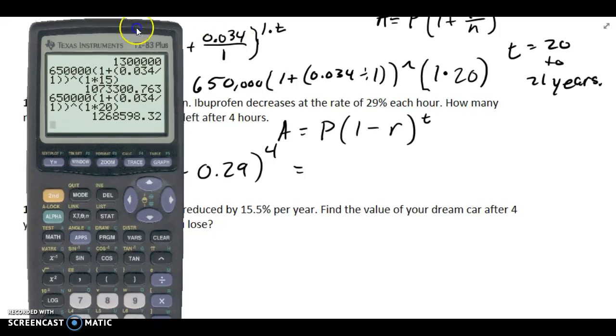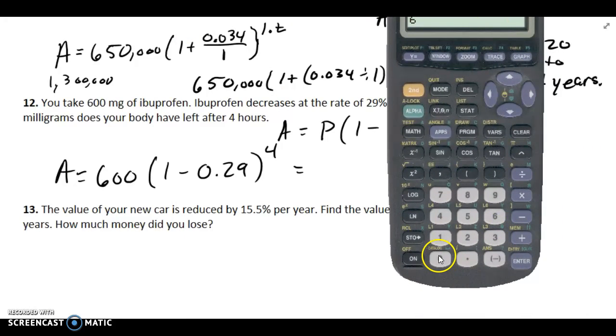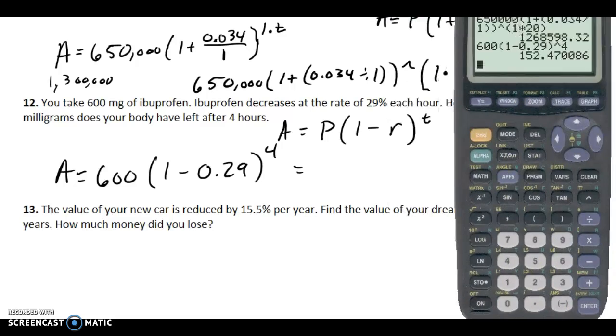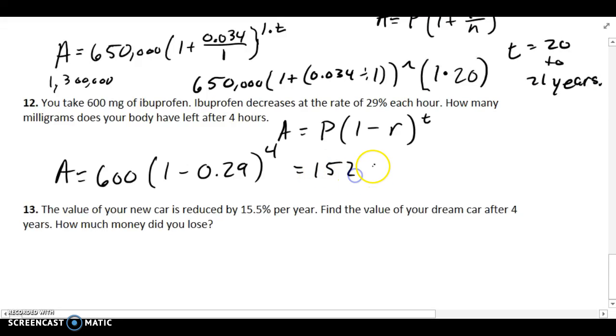So this one isn't that difficult. The decay ones I think I like a lot better, because it's a lot easier to do them. So 600 parenthesis 1 minus 0.29 for 29% to the power of 4. And then after 4 hours, we still have 152 milligrams left in our body. Okay, and that's what I really hope you understand. It says you can take ibuprofen every 4 hours. We actually still have almost a whole pill of ibuprofen in you at 4 hours.